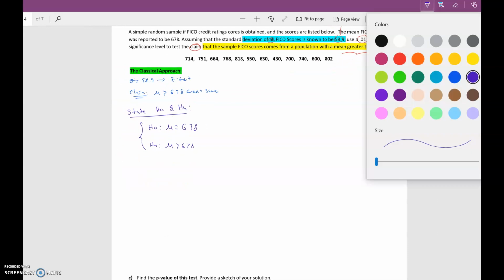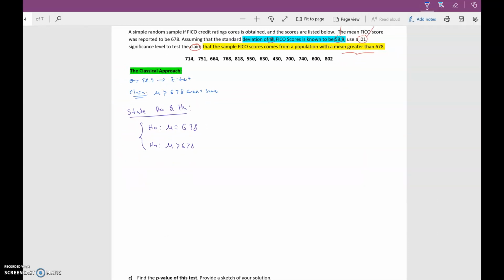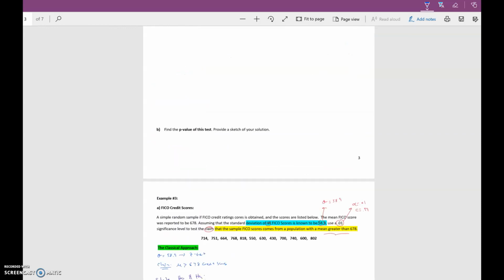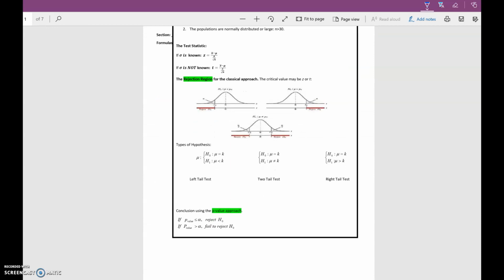Now let's take a look at your critical values. Your critical values are based on C. In this case, alpha is equal to 0.01, and C is equal to 0.99. And then we're actually doing a right tail test because of the greater. So the right tail test is going to look like this particular scenario, where alpha happens to be to the right.